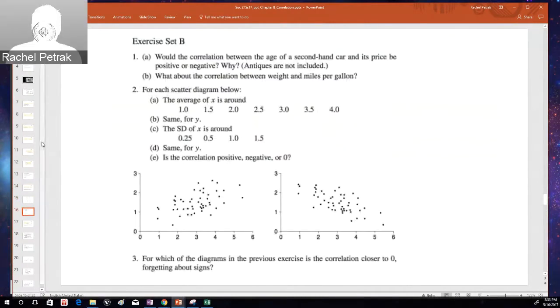Now let's do some of these problems. And I'd love it if you could try to participate here if you've got some ideas. Would the correlation between the age of a secondhand car and its price be positive or negative? Well, let's think about it. An age of a secondhand car. So as age goes up of a car, do we expect price to go down or up?